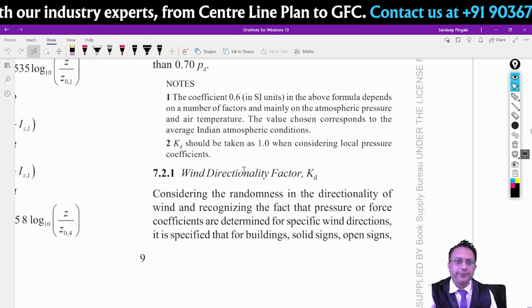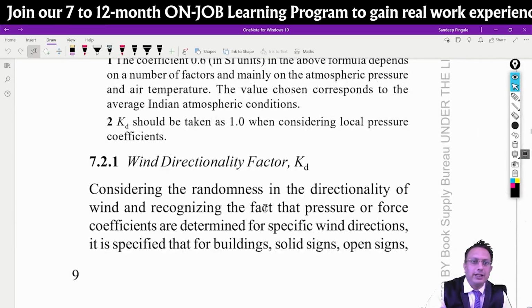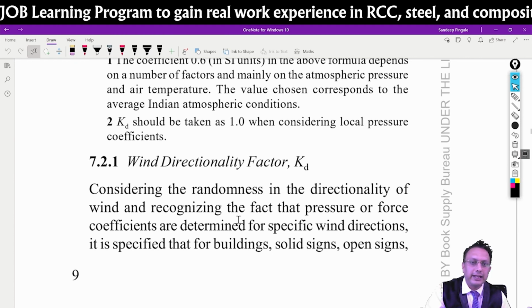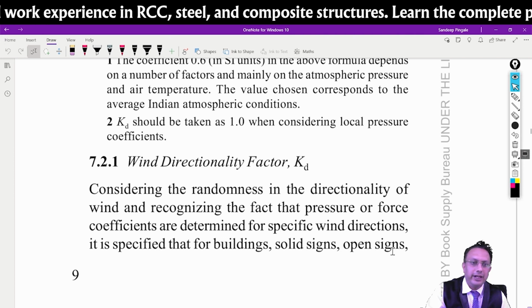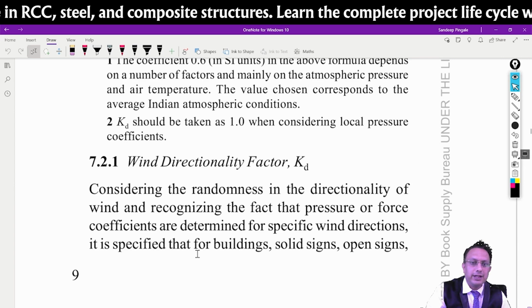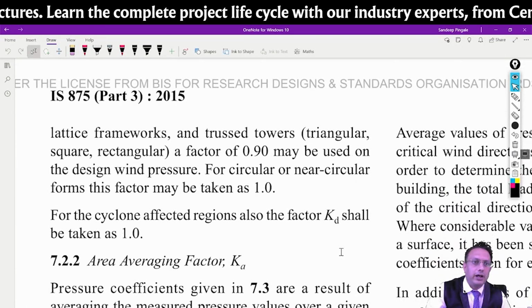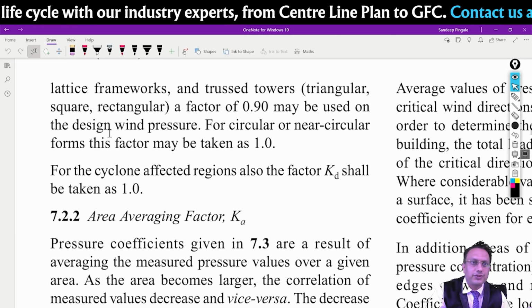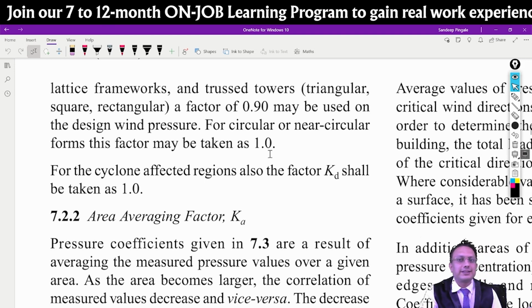So this is the first Kd. What is the Kd? It is the directionality factor. Considering the randomness in the directionality of wind and recognizing the fact that pressure or force coefficients are determined for specific wind directions, it is specified that for buildings or solid signs or open signs or lattice frameworks or truss towers, triangular, rectangular, square, a factor of 0.9 may be used for all these particular criteria. So it is straight away saying that you please consider the Kd as 0.9.